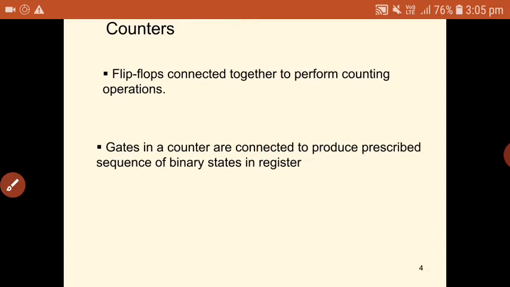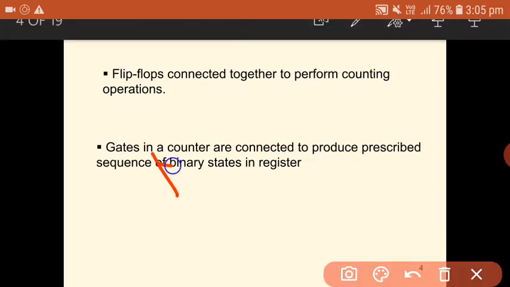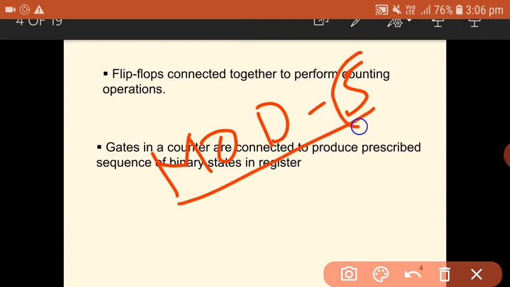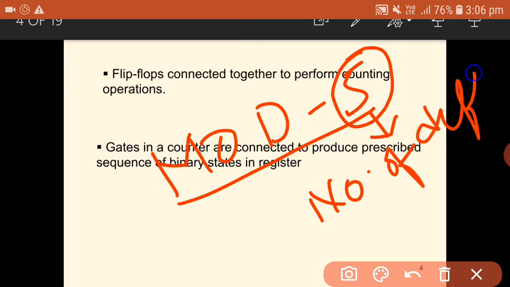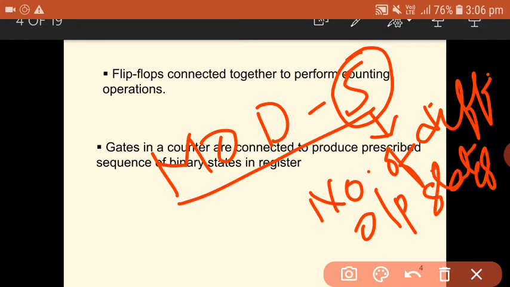I can call that counter a mod 5 counter. Mod 5 counter, in the sense that 5 represents the number of different output states.